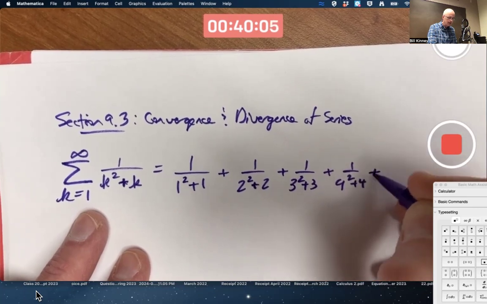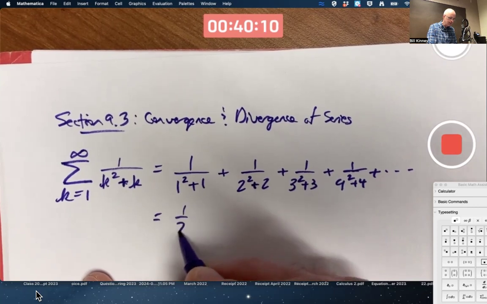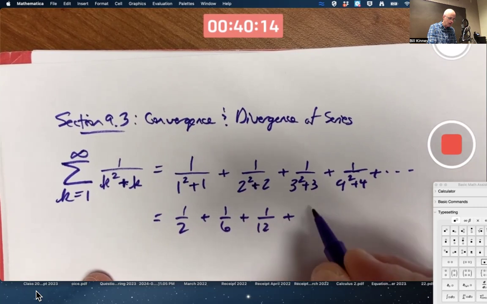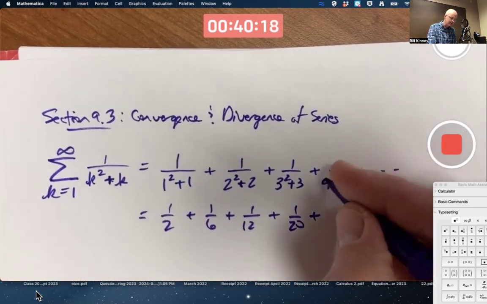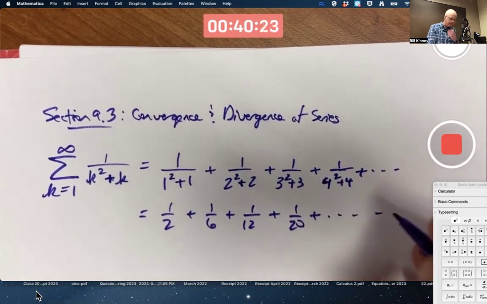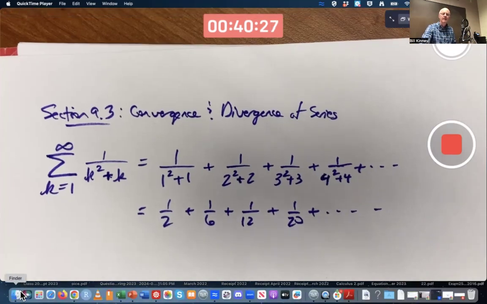There's the pattern. Then if you like, you can simplify that. That becomes 1/2 plus 1/6 plus 1/12 plus 1/20. The next one would be 1 over 5 squared plus 5, which would be 1/30. This is the series that we're considering right now.